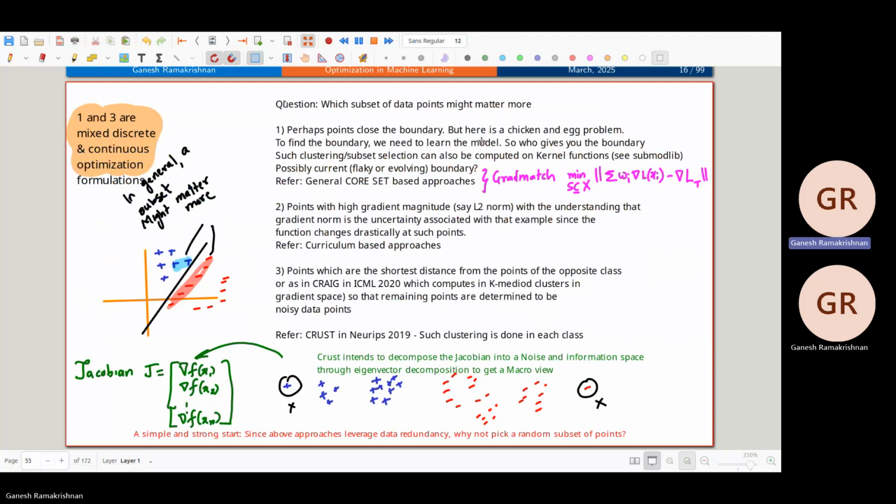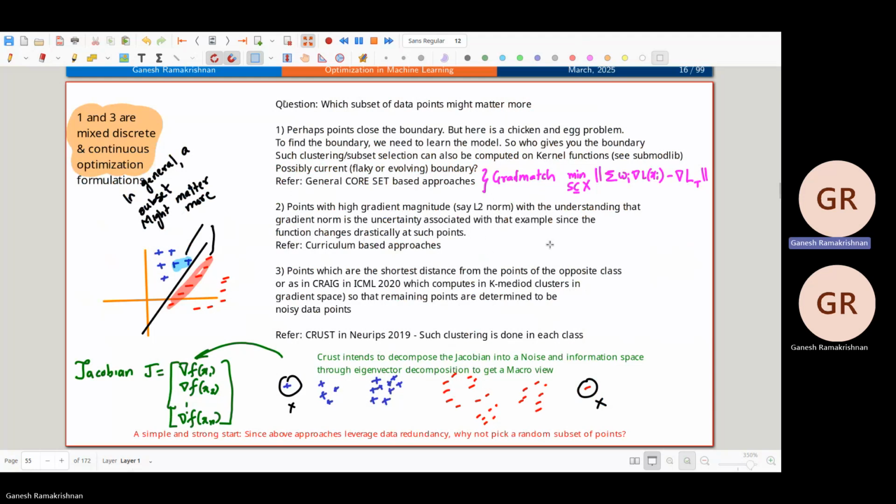But the challenge is a chicken and egg problem. To compute the boundary, I need the points. Right? So while declaratively it's a good problem, how do I reach that state of points which determine the boundary, which are important for the update? So who gives you the boundary point? Who gives you the boundaries?